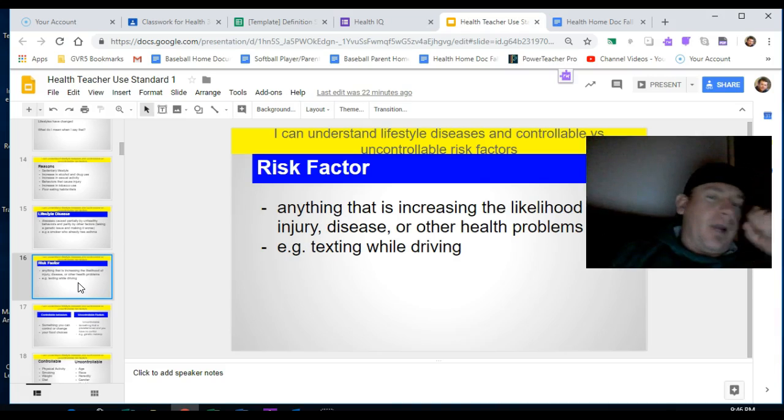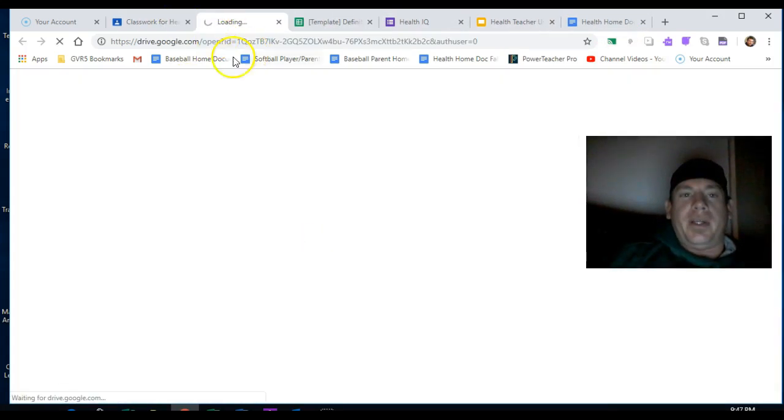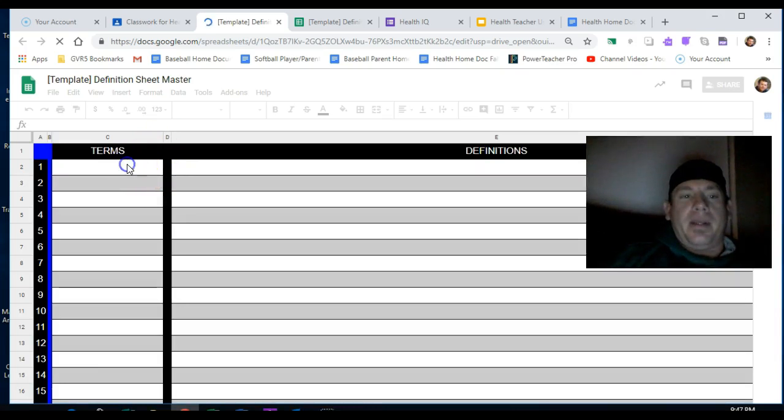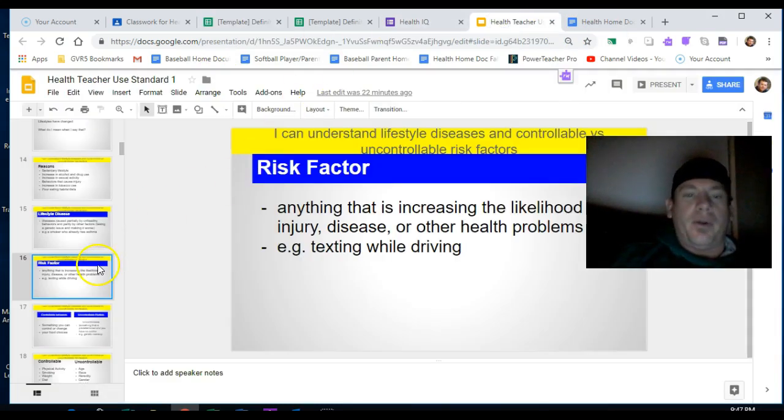The next definition we're going to add in here is risk factor. As you're doing this, again, remember that you can go back to Classroom, open up the definition sheet, and you're typing this in right here. So you would go through and put those in. And you can, again, pause the video anytime you need to.